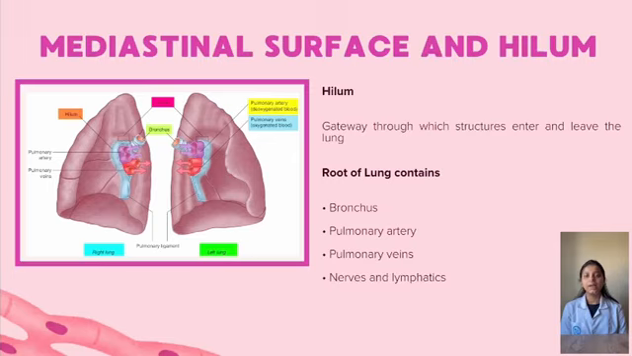Mediastinal surface and hilum. Moving on to the lungs themselves, each lung has a mediastinal surface that contains the hilum, through which important structures such as bronchi, pulmonary arteries, pulmonary veins, nerves and lymphatic vessels enter and leave the lungs. The collection of these structures forms the root of the lungs.